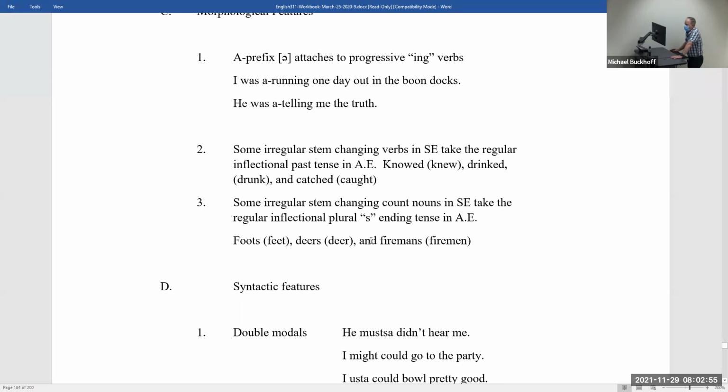Okay, you have others. It says, some irregular stem changing count nouns in standard English take the regular inflectional plural s. So foots, deers, and firemen's. You see the consistency there? And this is not just Appalachian English, but that's the tendency of a dialect, to make the irregular verbs and nouns regular. There's no cacti. There's no syllabi. None of that stuff. They get rid of all those weird things and they try to put the s on the end and make it work that way. So man's instead of men. You know, you have catch instead of caught, all those things.